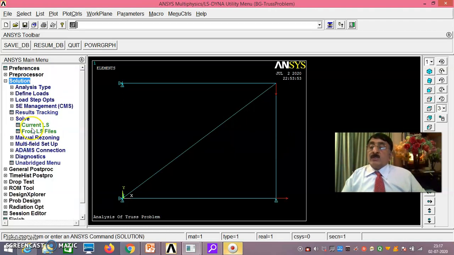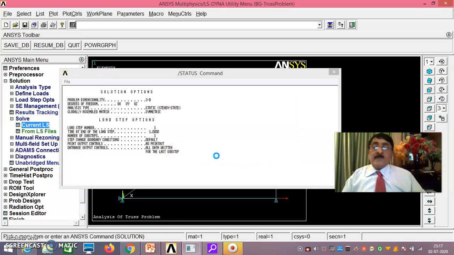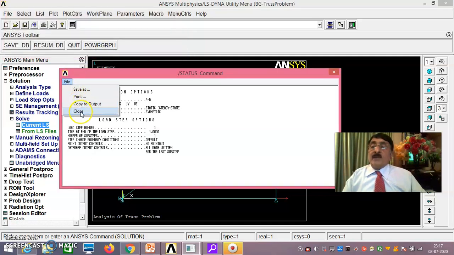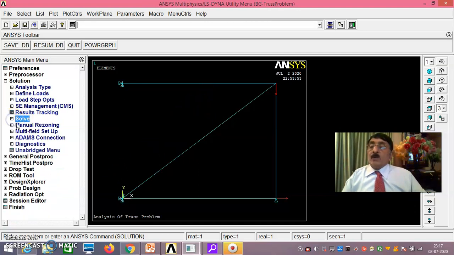Solution, solve, current load step. Just say OK. If you have done it correctly, the solution should be done. That message should come: solution is done. Just say close. Now I'll just say file close. Now you see the answers. These answers are very important because you tabulate these in your records or in the examination also. You take these results, take a printout of that and give it to your examiners. Now the solution phase is over.